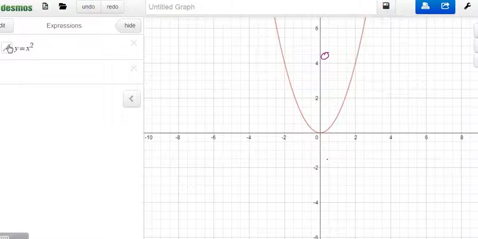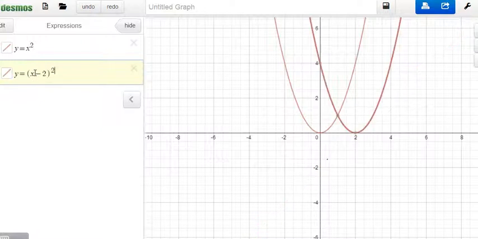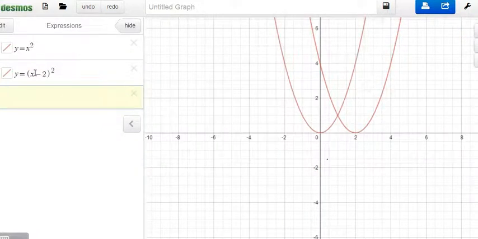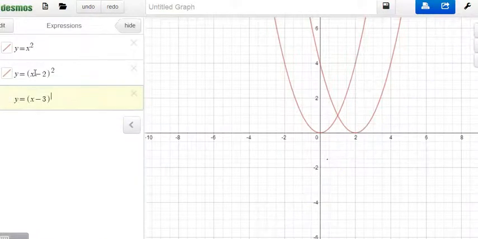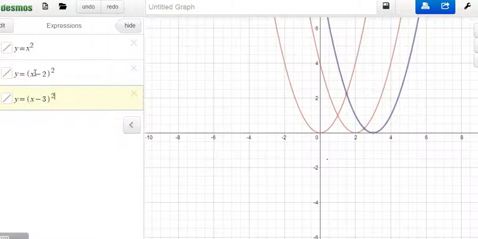Let's just clear this off. And we'll go here. So y equals bracket x minus 2 bracket squared. Where did it go? It moved. Where did it move? To the right. How much? By 2. So where's this one going to go? To the left? Oh, yeah. To the right.